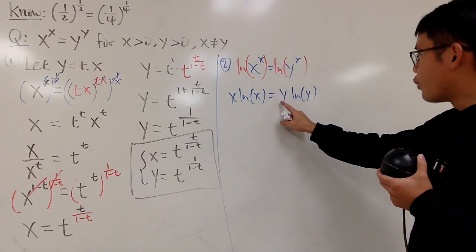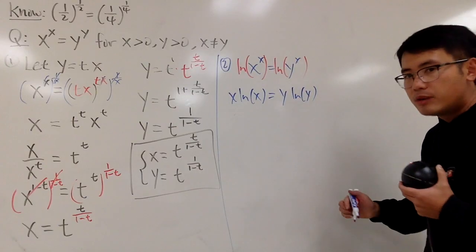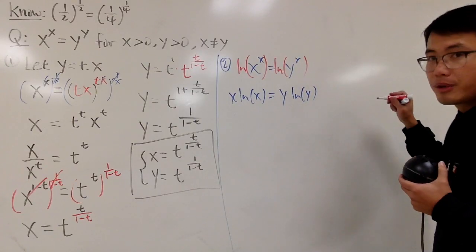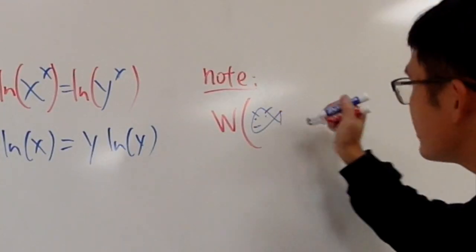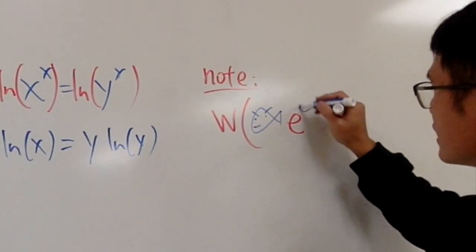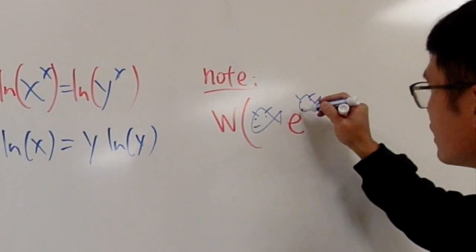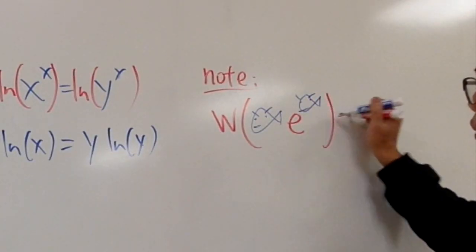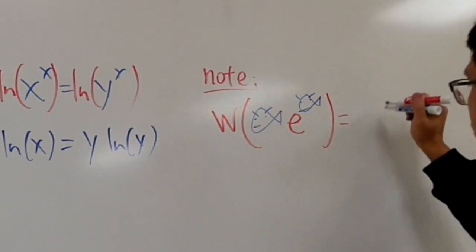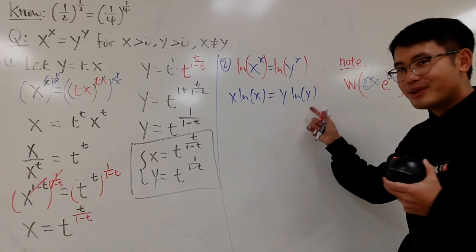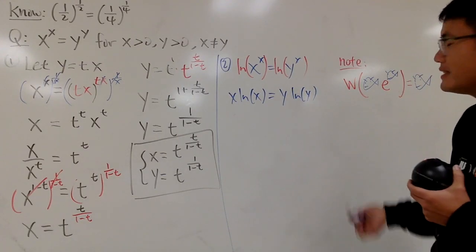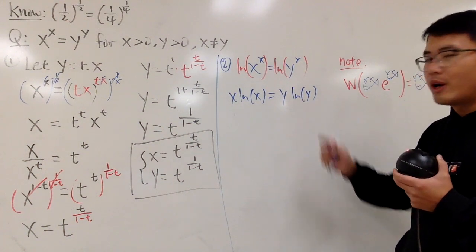Look at, we have y times ln y. And remember, in order for us to use the Lambert W function, we need a fish right here, and then times e raised to the same fish right here. And if that's the case, we get the fish back right here, okay? In order to achieve that, I will have to introduce the e somewhere. And I have the ln of y already here.